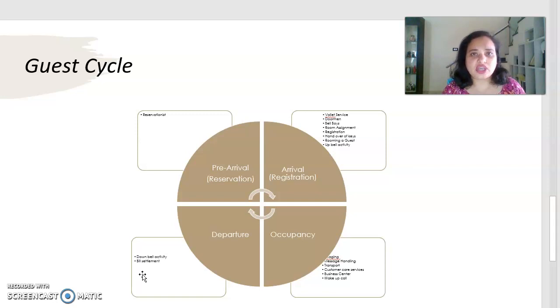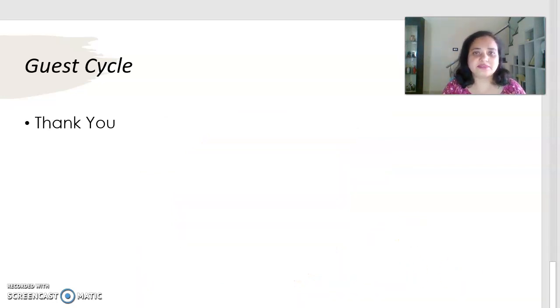So all these four stages together make a guest cycle, that is pre-arrival, that is reservation; arrival, that is registration; occupancy; and departure. All these four stages together make the guest cycle. So here I think everyone must have got what the guest cycle is.